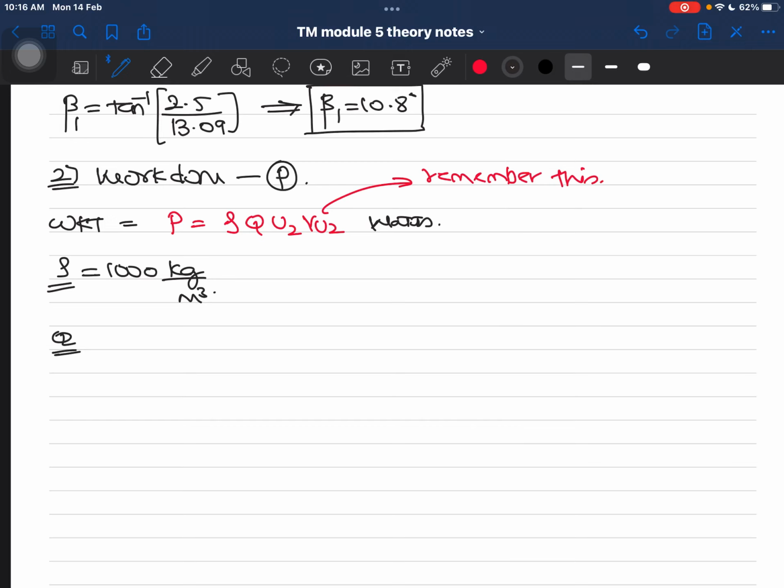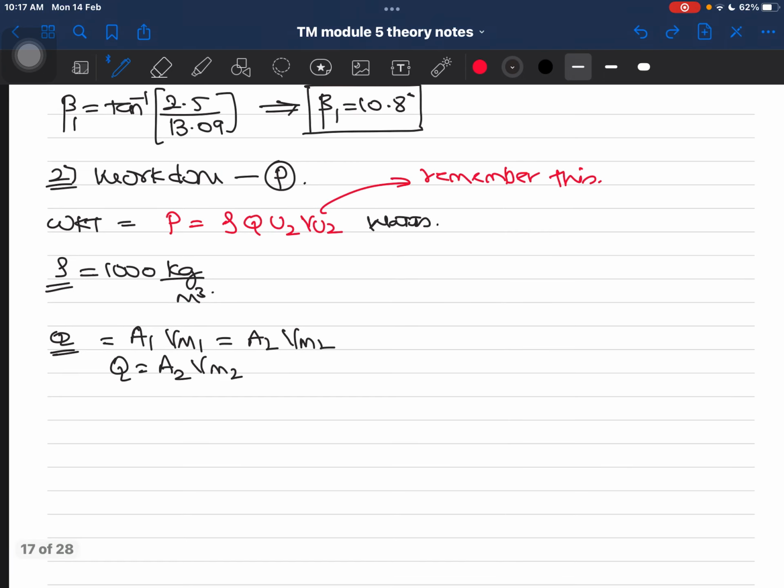Next, Q, how will you calculate? I told you either you can use A1 VM1 or you can use A2 VM2. It is of your choice. So let us take Q to be A2 VM2. Now how will you calculate A2? That is an important thing here.